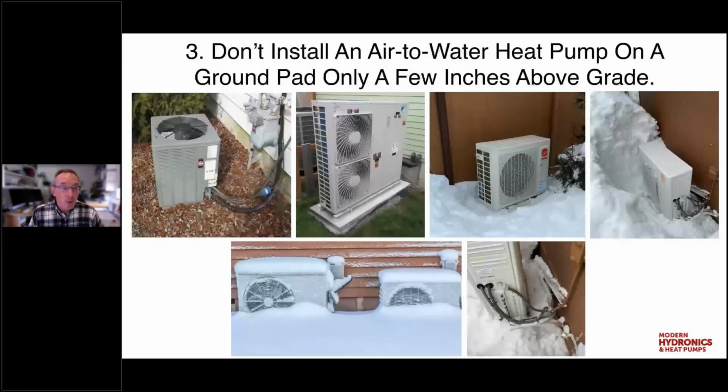Now, another one that we see more often than we would like would be don't install an air to water heat pump on a ground pad only a few inches above grade. Now, this over here on the far left, that's an air conditioning condenser unit. It's sitting on a couple blocks that are literally right at grade level. You can see the leaves accumulating around it. In the summer, you would have grass clippings, you'd have insects, snakes, and so forth around that.